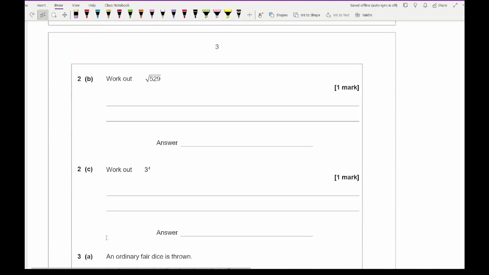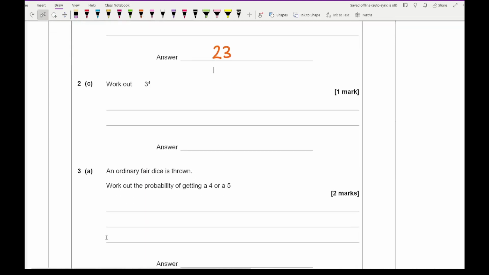Moving on to 2b, it says work out the square root of 529. So all we need to do is simply type that into our calculator and you should have the correct answer of 23. Likewise with 2c, we just want to input 3 to the power of 4, or 3 times 3 times 3 times 3, which the correct answer is 81.